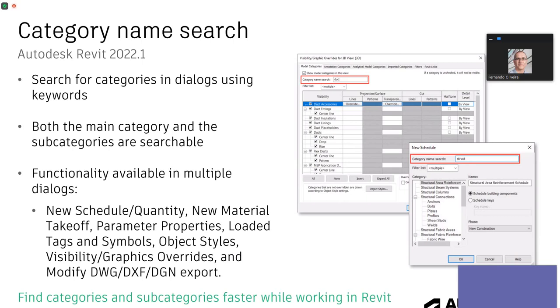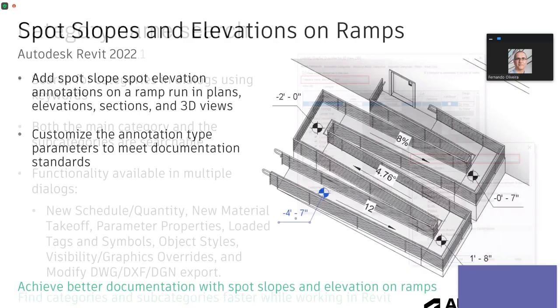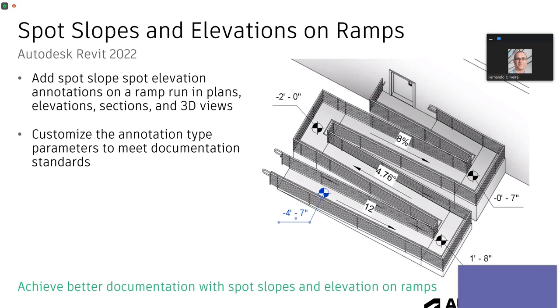Spot slopes and elevations on ramps. This was something that was not always achieving what we were expecting because it was always depending on a defined point. Now in 2D sections, elevations, plans, we can apply spot slopes, and annotations of the angles of it, right? So the elevation and the slopes. I think this is super, super helpful also.